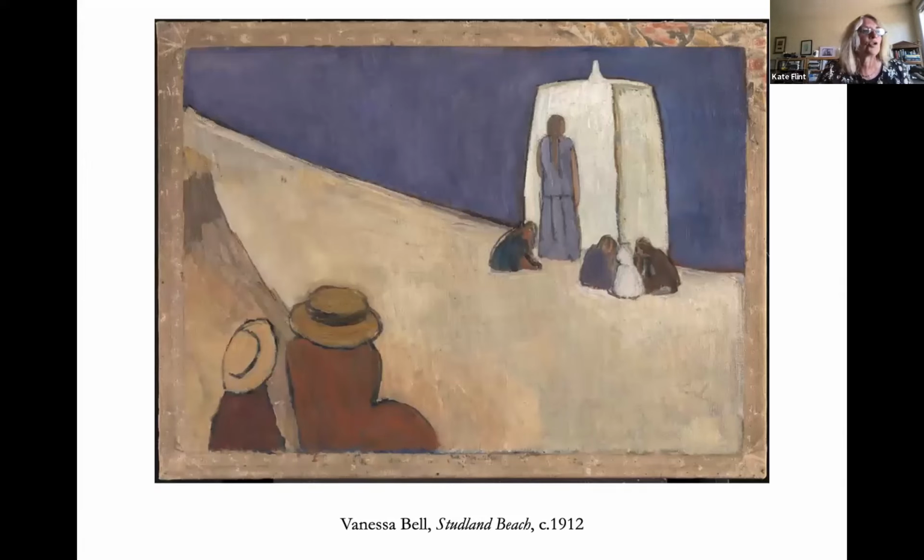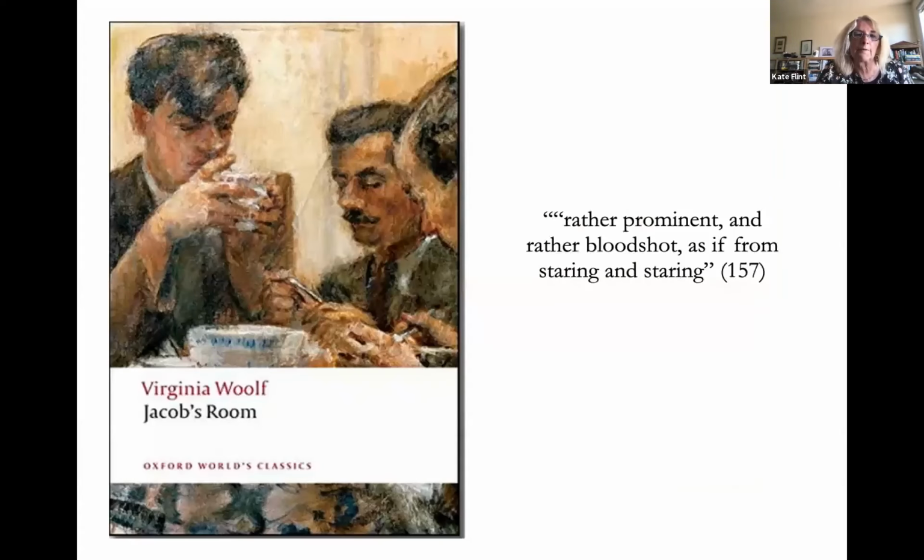We picked up on shifting perspectives, seeing them not just as a product of different subjectivities and different emotions, but of different modes of looking. We considered angles of vision and the implications of noting eyes themselves, like Bramham's, when sculpting Fanny Elmer, rather prominent and rather bloodshot, as if from staring and staring.